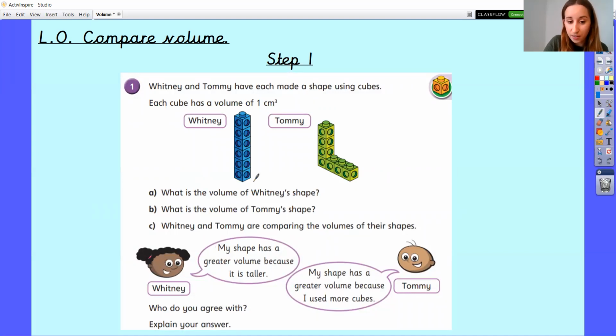Whitney says, my shape has a greater volume because it is taller. Tommy says, my shape has a greater volume because I used more cubes. Who do you agree with? Explain your answer. So you've got 1A, B and C to have a go at. For 1A and 1B, you need to be using centimetres cubed to answer that. And in 1C, I need to see, I agree with because. Okay, so I need to see you explaining your reasoning. So pause the video, have a go at step 1 in your maths book and press play again when you're ready to check the answers.